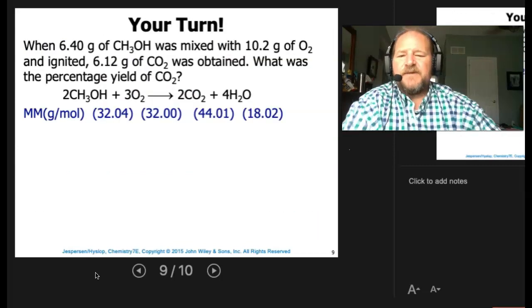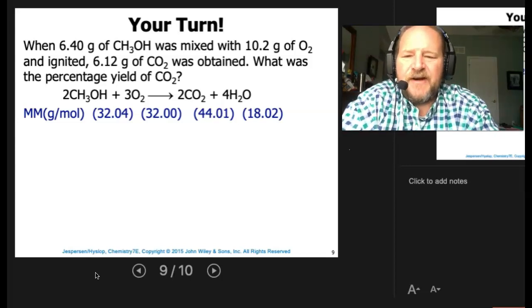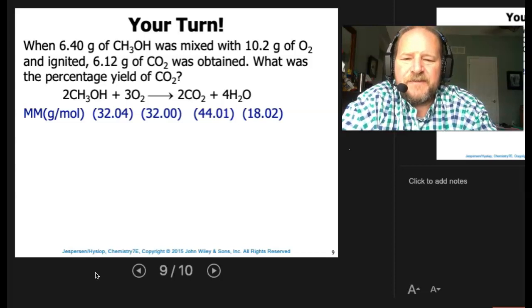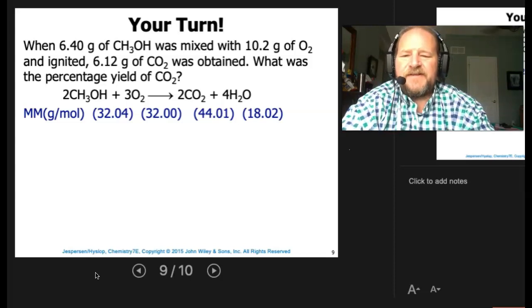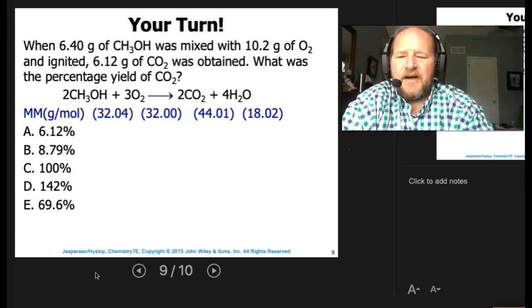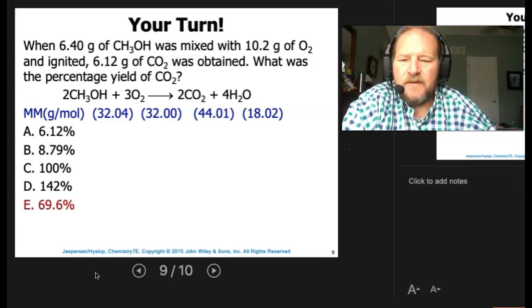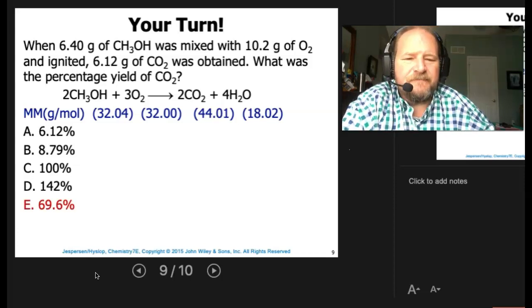All right, so when 6.40 grams of methanol was mixed with 10.2 grams of oxygen and ignited, 6.12 grams of CO2 was obtained. What was the percent yield of CO2? All right, so there are your options. You've got some molar masses there. Go ahead and pause it and work this out. So hopefully you came up with E, 69.6%.